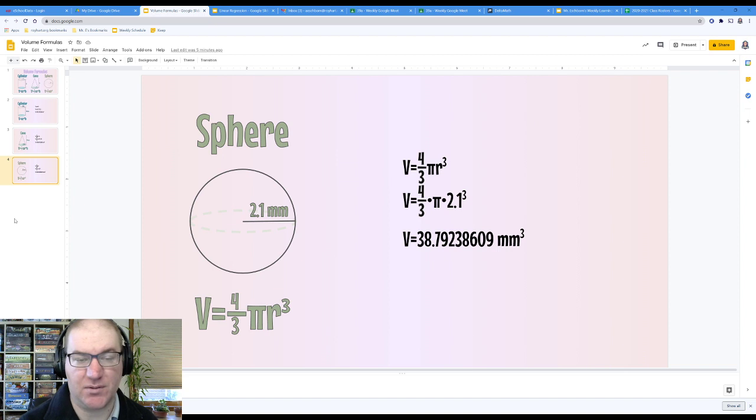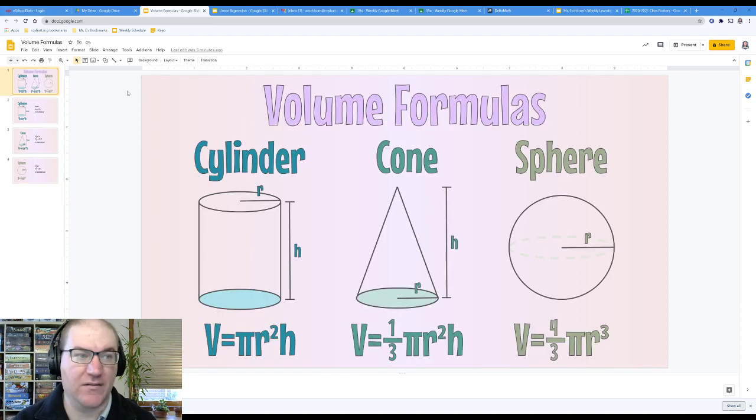So here's an example. I knew that the radius was 2.1 millimeters, so I just did on my calculator 4/3 times pi times 2.1 to the third power, and my answer was 38.79 cubic millimeters. So that's all you need to know, how to find the volume of a cylinder, cone, and sphere.